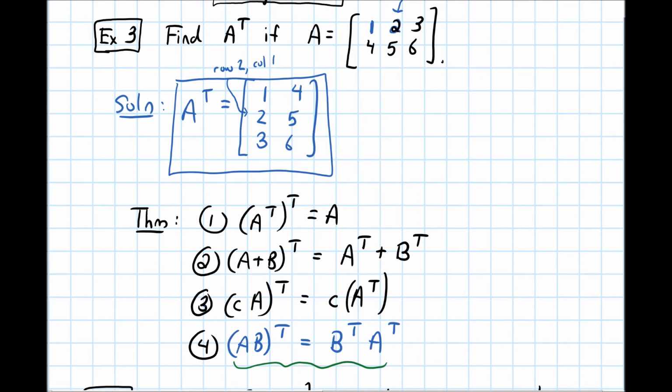I'm not going to give you a proof of this theorem, because I think our time is more worthwhile being spent doing examples rather than proving this theorem. So let's end with another example.